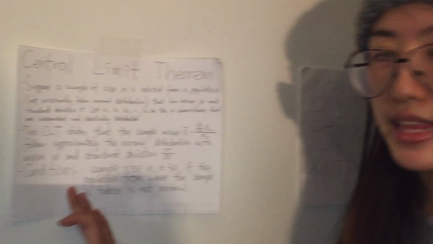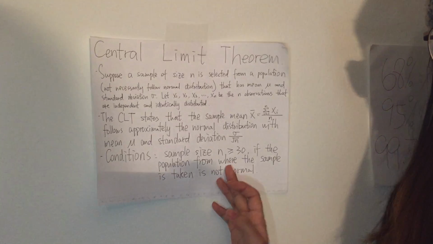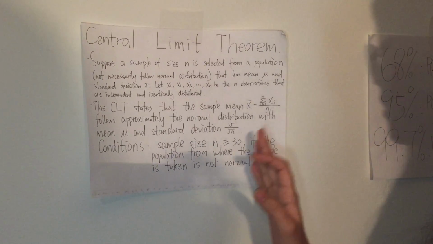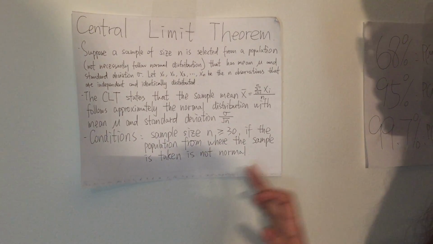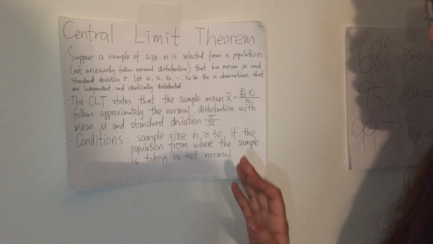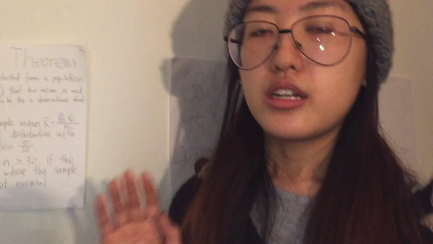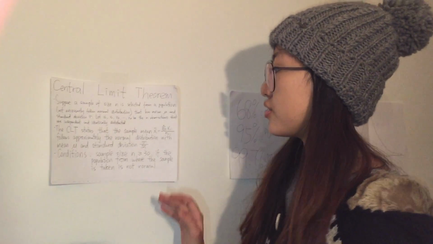The only condition is that the sample size n must be larger than 30 if the population from which the sample is taken is not normal. If the population itself really follows the normal distribution, then the condition is not a limitation.